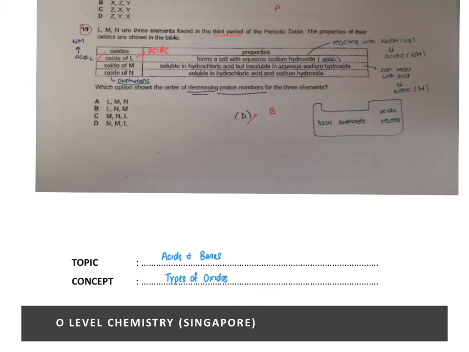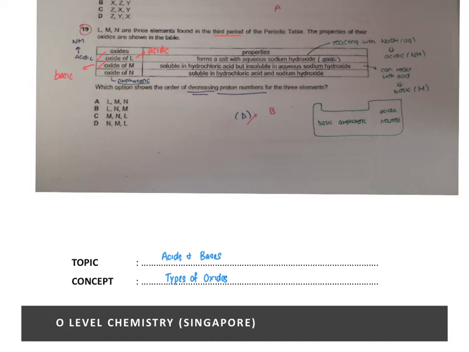Next we look at the oxide of M. They tell you that the oxide of M is soluble in hydrochloric acid but insoluble in aqueous sodium hydroxide. Now, when we say that an oxide is soluble in an acid, essentially it is reacting with the acid. So what it's saying is that the oxide of M can react with an acid, but it cannot react with an alkali. So that will tell us that the oxide of M must be a basic oxide.